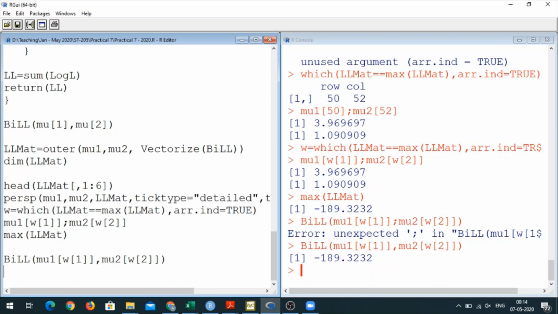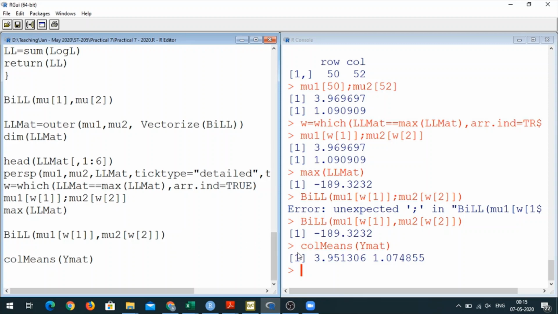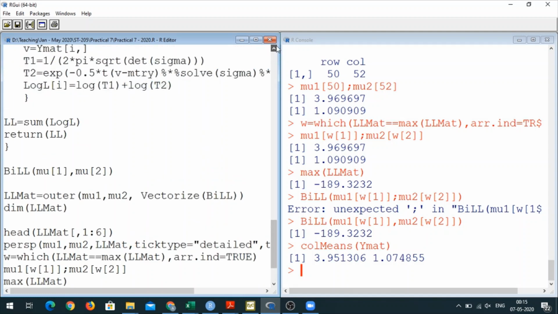Now if I want, I can try to compute the sample mean and see if my estimate is close. So call colMeans of my data. My data was in YMAT. See, 3.96, 3.95, 1.07. So we are quite close. If we increase the partition size, we will get even closer.